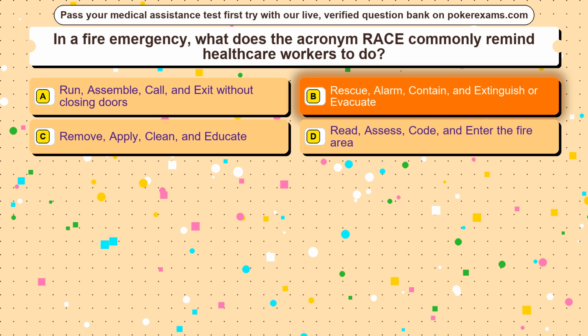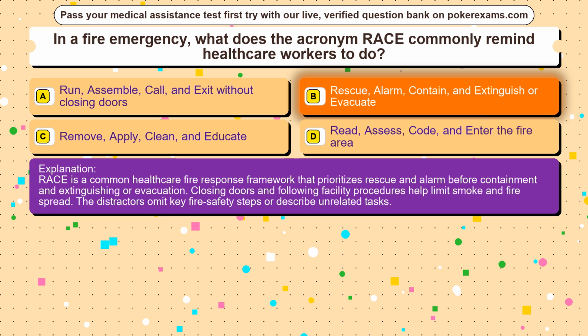The correct answer is option B, rescue, alarm, contain, and extinguish or evacuate. RACE is a common healthcare fire response framework that prioritizes rescue and alarm before containment and extinguishing or evacuation. Closing doors and following facility procedures help limit smoke and fire spread. The distractors omit key fire safety steps or describe unrelated tasks.